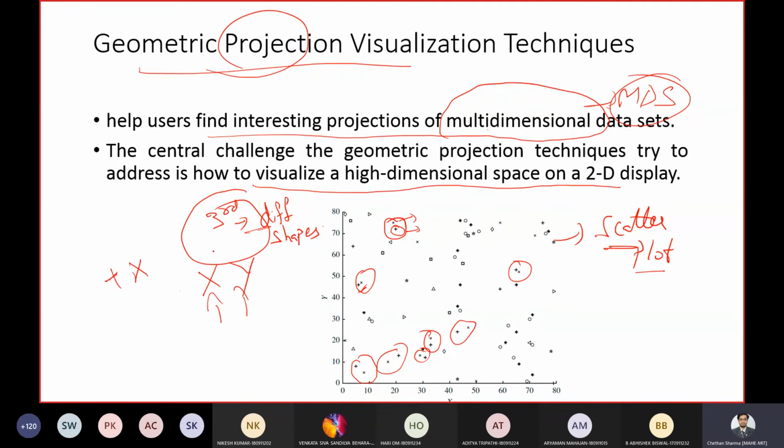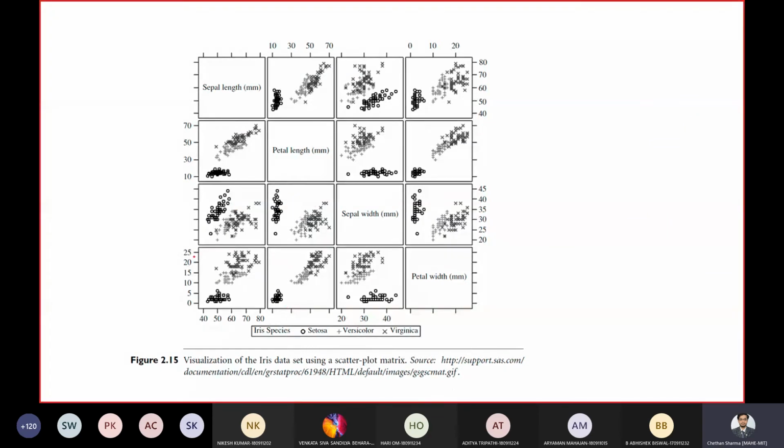Okay. So up to 4 dimensions it's fine. If a data set contains more than 4 dimensions, the scatter plots are usually ineffective. In most of the cases it fails. So if the dimensions are more than 4, we use something called a scatter plot matrix.